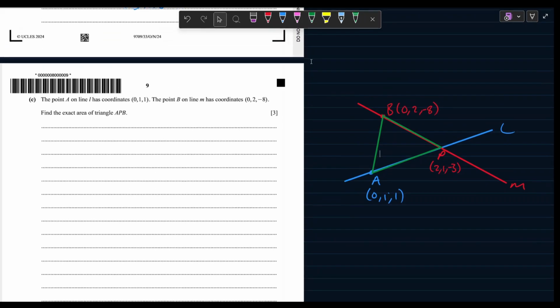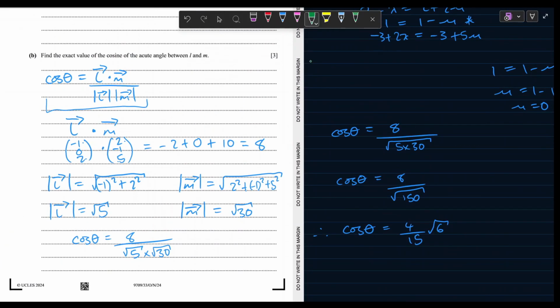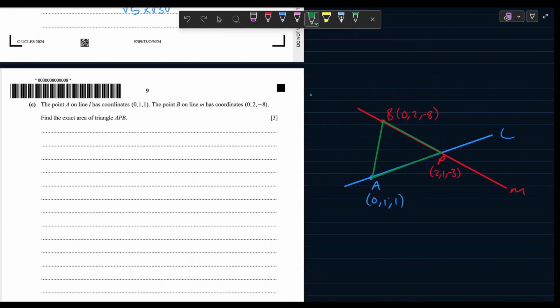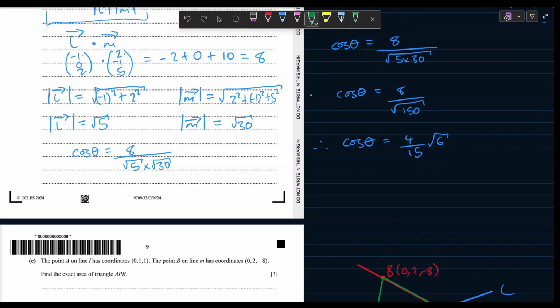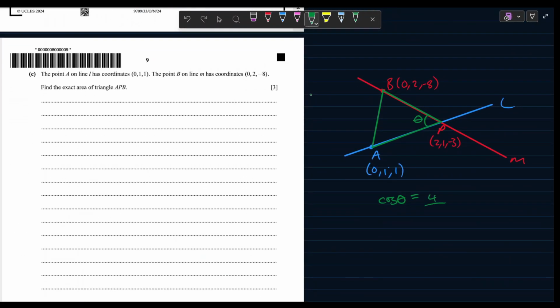In part B, we evaluated the cosine of the angle between L and M. So the angle between L and M, that was going that way, we evaluated this angle. This angle is angle theta. So we know that cos theta from part B is 4 over 15 root 6.